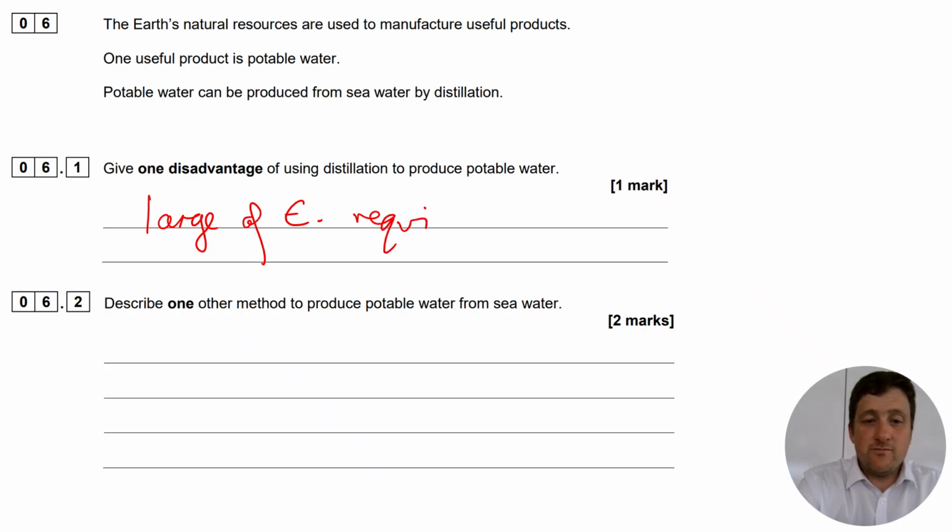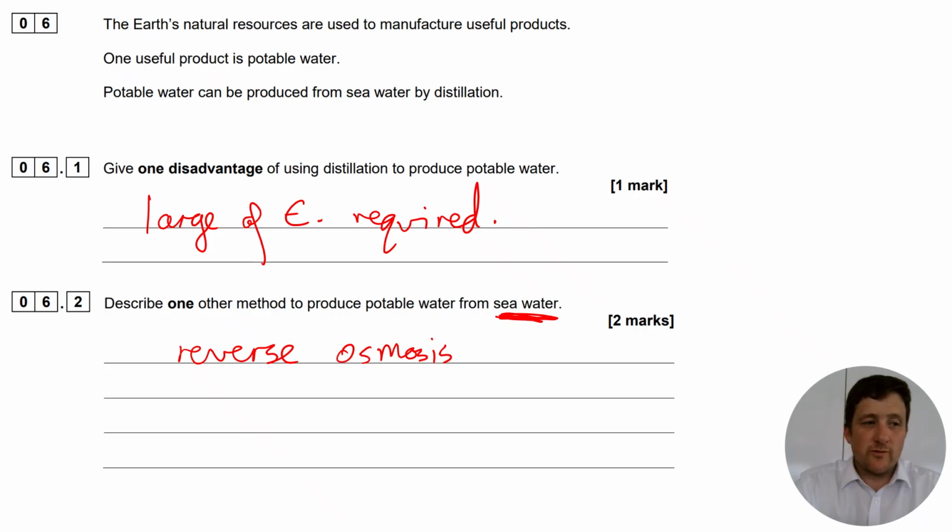Okay. Same from when we talk about electrolysis. Why don't we always do electrolysis? Lots of energy is required. Okay. Then when it says describe another method to produce potable water, but crucially from seawater, this is where it's important. It's reverse osmosis. That's the phrase. Okay, rather than desalination, we talk about reverse osmosis, but also it's using membranes.